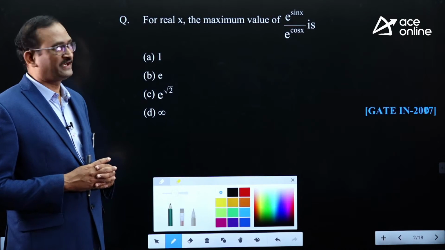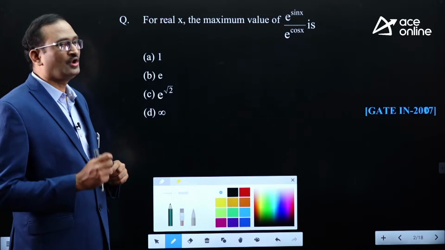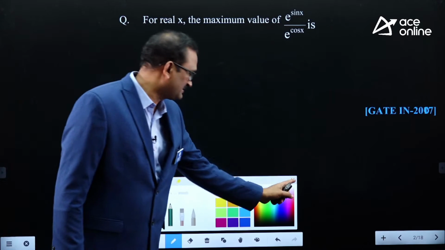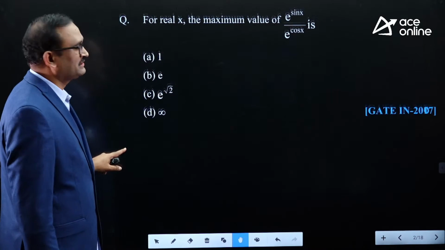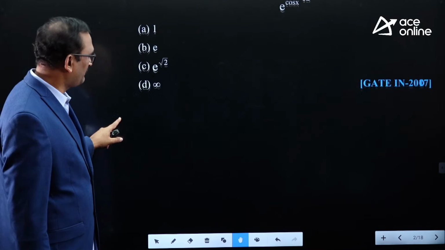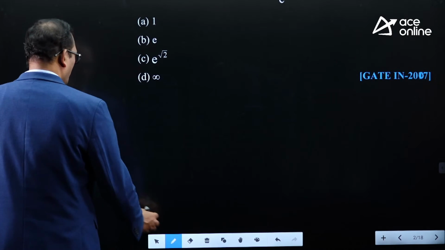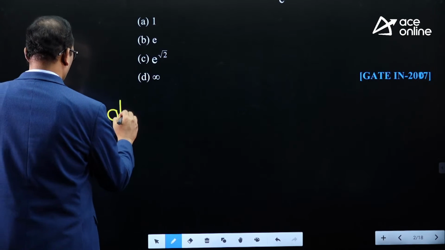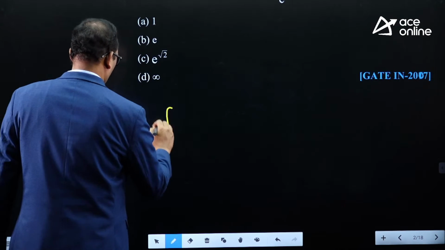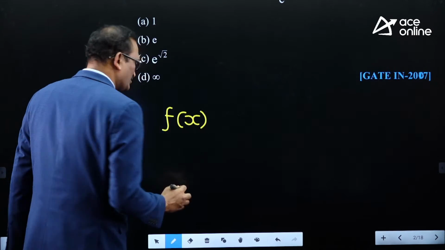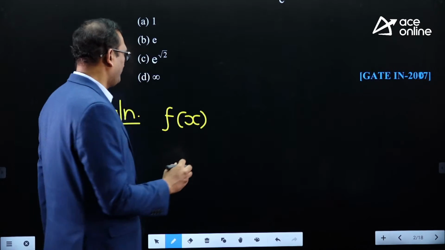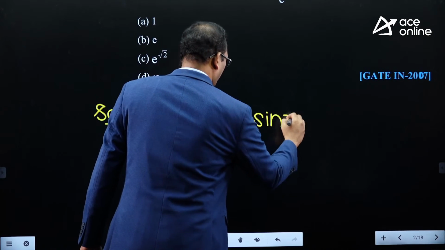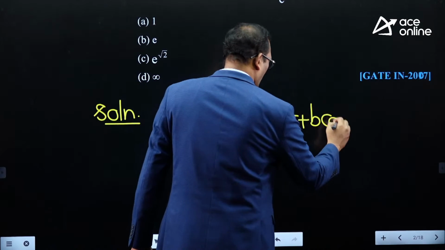For real values of x, the maximum value of e to the power of sin x upon e to the power of cos x is. So before going to find the maxima or minima of the given function, first of all, you people should know this result. Suppose f of x equal to a sin x plus b cos x plus c.